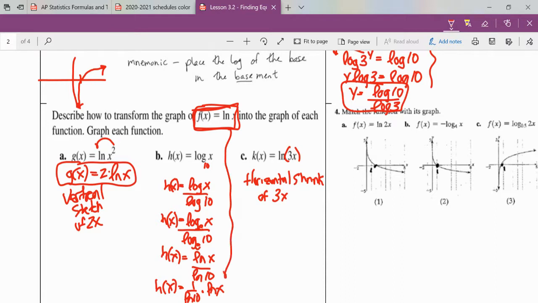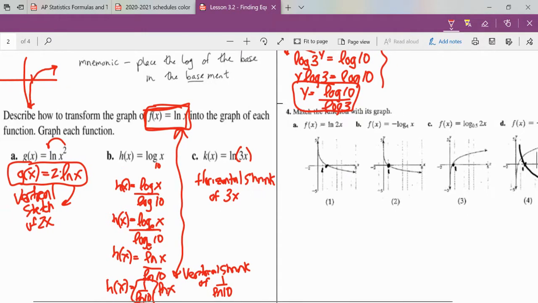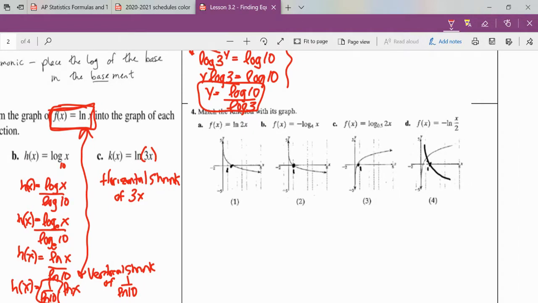I can then compare this to the original graph. You can see that out front, 1 over natural log of 10 is a fraction between 0 and 1. So this is actually a vertical shrink of 1 over ln of 10. Just like that one was a vertical stretch: it's a number bigger than 1, so it stretches it. This is a number between 0 and 1, so it shrinks it. So a little more complex, as you saw. And then we're doing some matching of graphs and understanding what's going to happen with each of these.